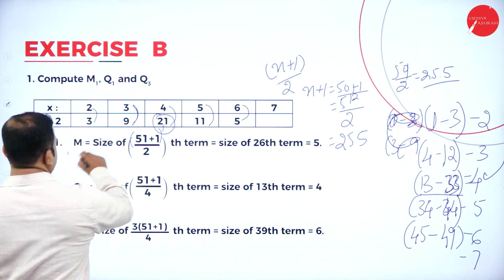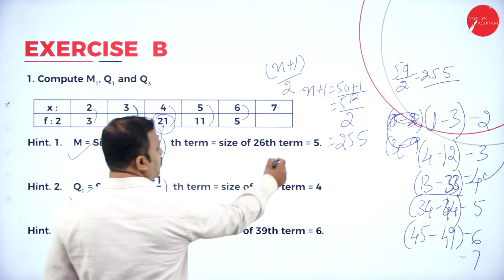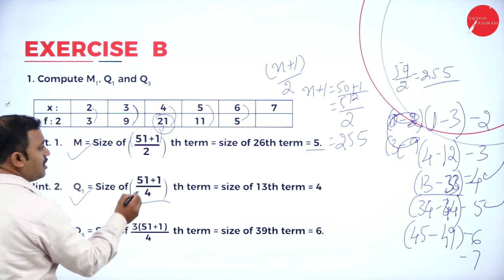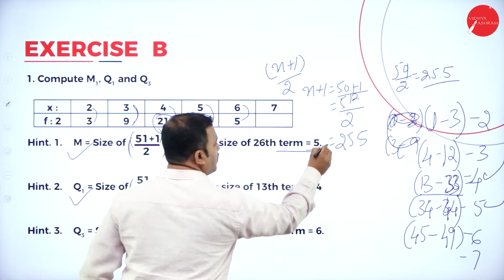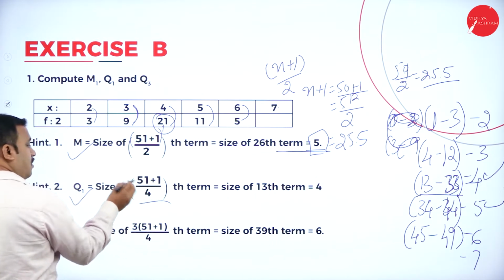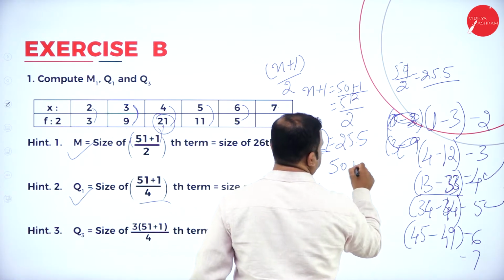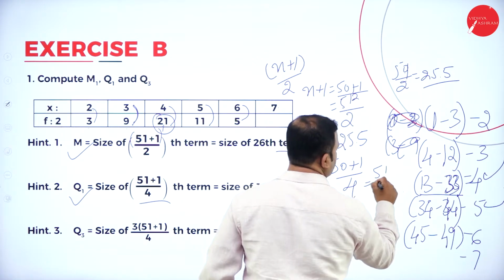If I consider this by 2, you will get the value which is equal to 5. But we are dividing it by 4 since it is a quartile. This is the median of this. But in this case, we have to divide it by 4. That is 50 plus 1 by 4, which is equal to 51 by 4.